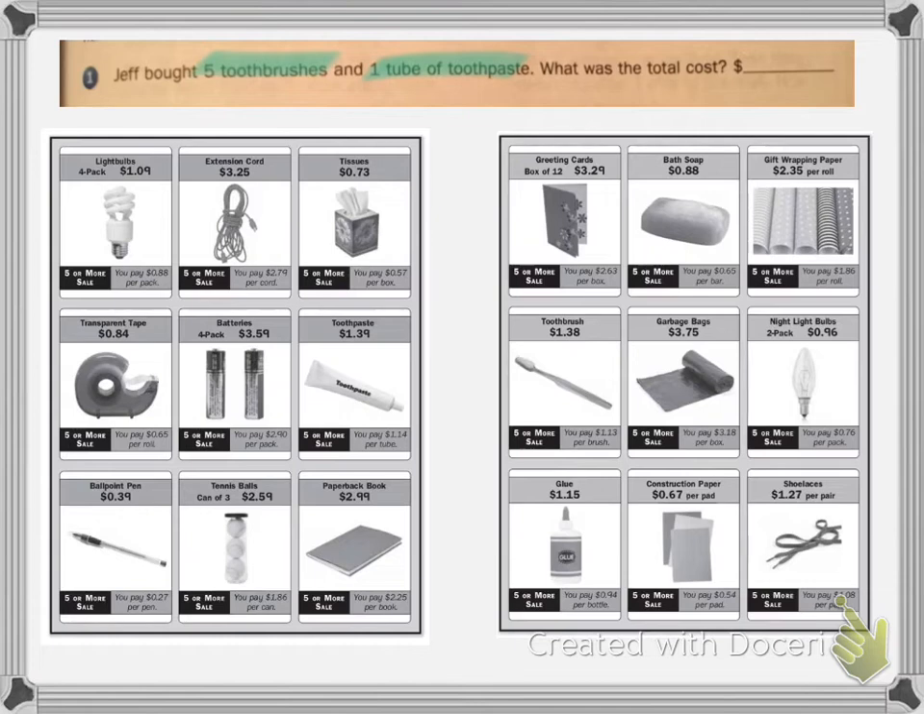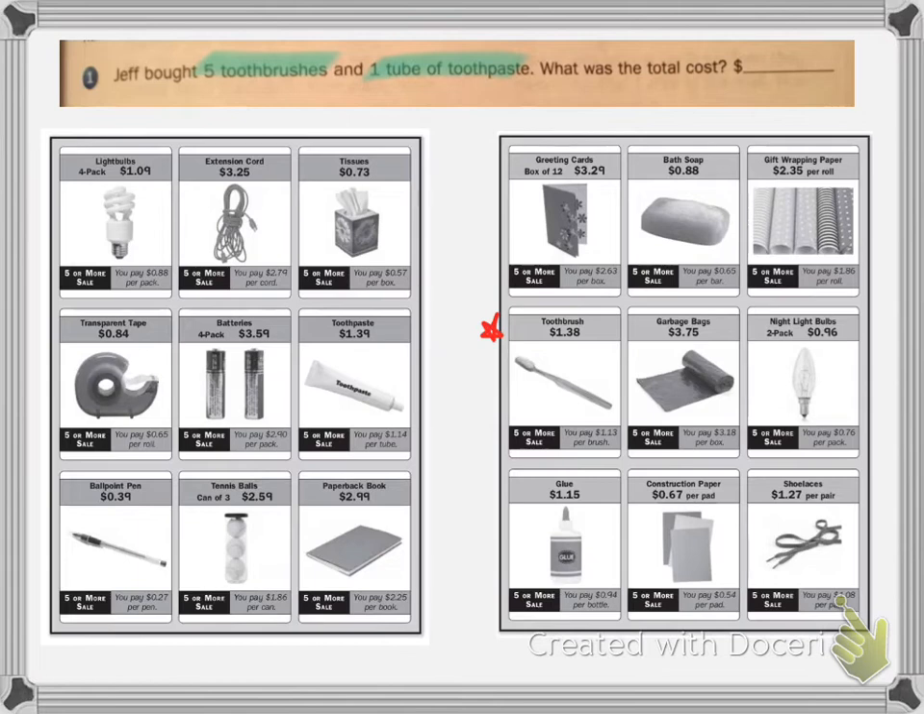I kind of find that as an interesting purchase. I think I would probably buy 1 toothbrush and 5 tubes of toothpaste, but maybe he needs them for his family. I don't know.